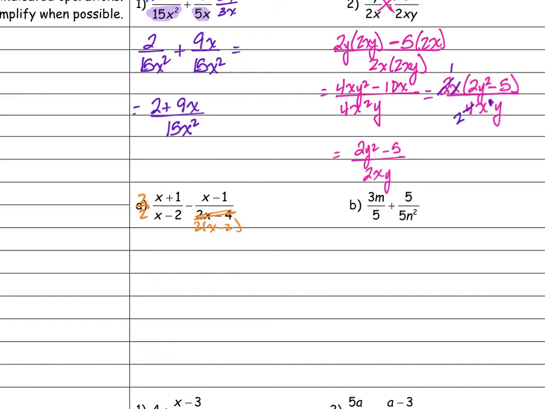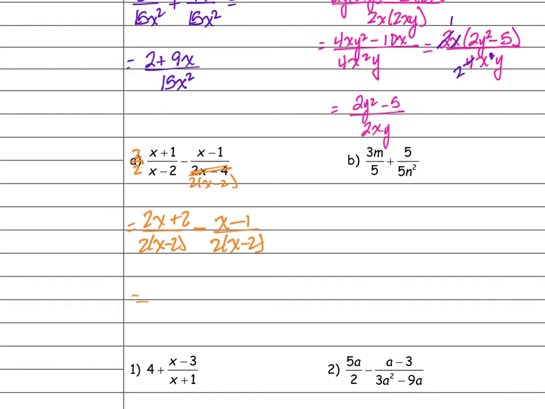So that means this equation becomes 2x plus 2 over 2 times x minus 2, minus x minus 1, all over 2 times x minus 2. Are there any questions about that? Awesome. So 2x minus x is x. And then 2 minus a minus 1 is plus 3, all over 2 times x minus 2. Done.